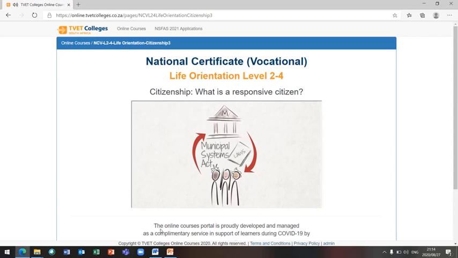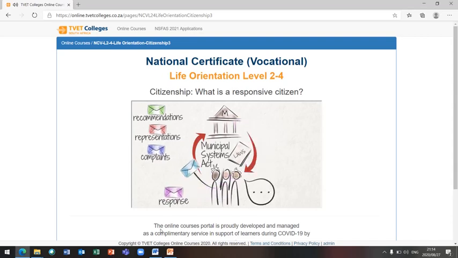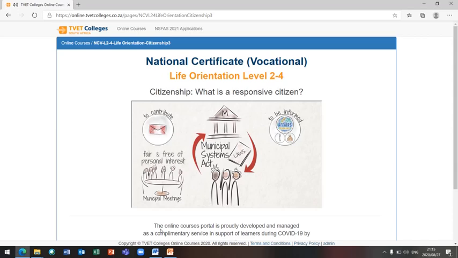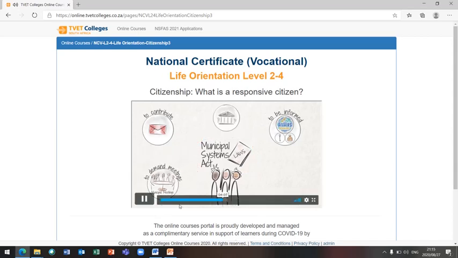The Municipal Systems Act grants us the rights to contribute to municipal decision-making processes, to submit recommendations, representations, and complaints either orally or in writing, to receive prompt responses to our communications, to be informed of decisions of municipal office bearers that affect us, to be informed of the affairs, including its finances, of the municipality, to demand that municipal meetings are open to the public, are fair and free of personal interest, to use and enjoy public facilities, to have access to municipal services.